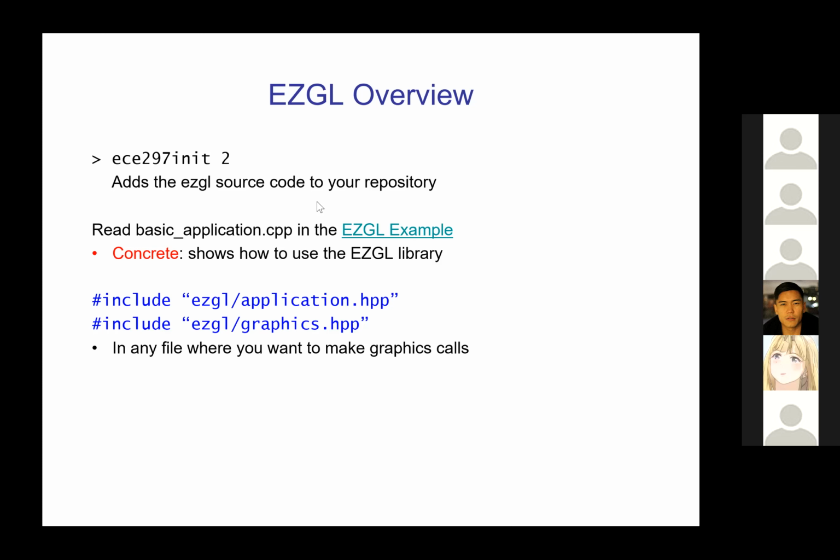You are going to read an example application and the quick start guide that we put on Quercus. The easiest way to get going with EasyGL is to quickly read the first part of the quick start guide and then run the example application. Look at how it works. That's a really good form of documentation, just looking at an example. And in any file where you're going to want to make graphics calls, you're going to include these two headers at the top. EasyGL is heavily commented, so if you go into those header files or you just use an IDE, you'll see what functions are available to you. So that's kind of your library of what you can do.